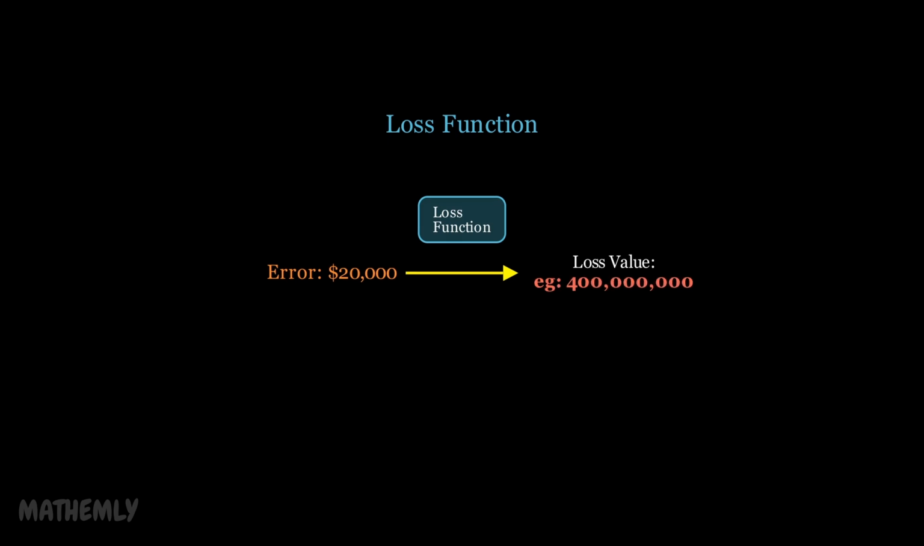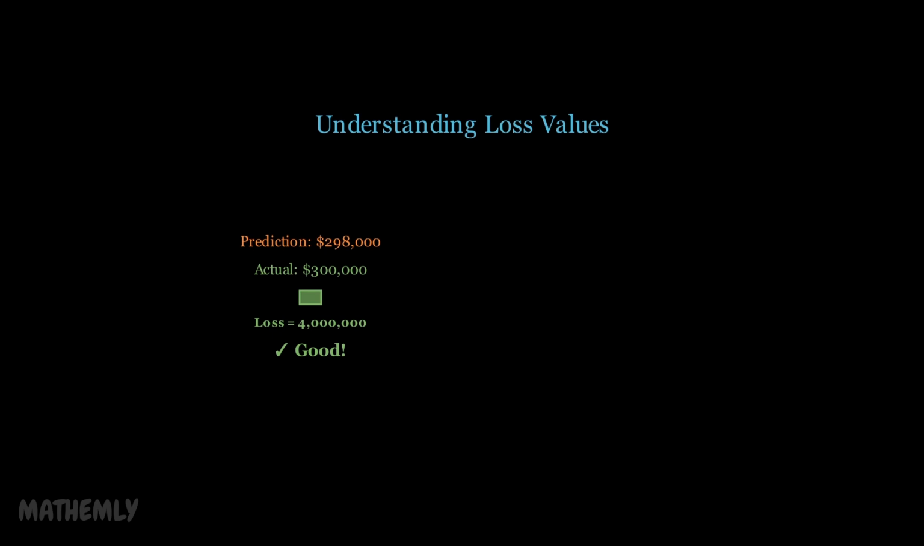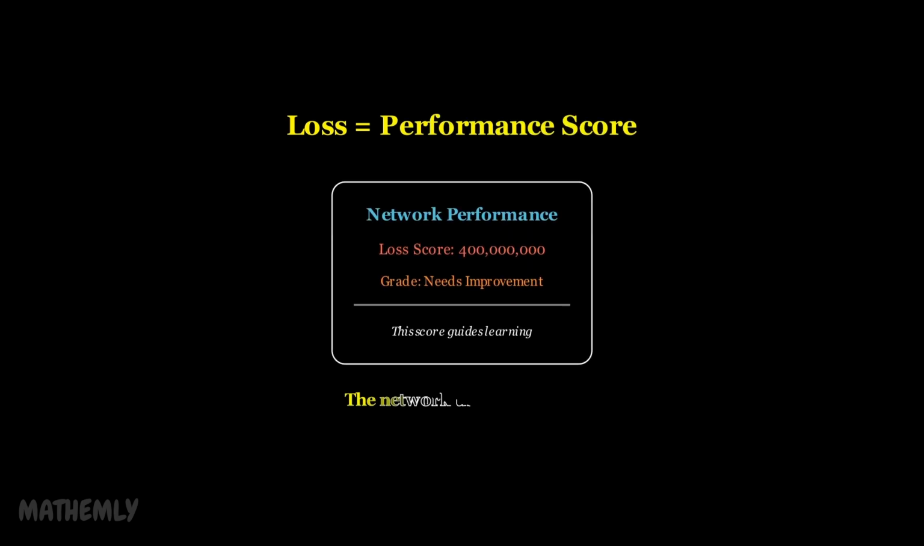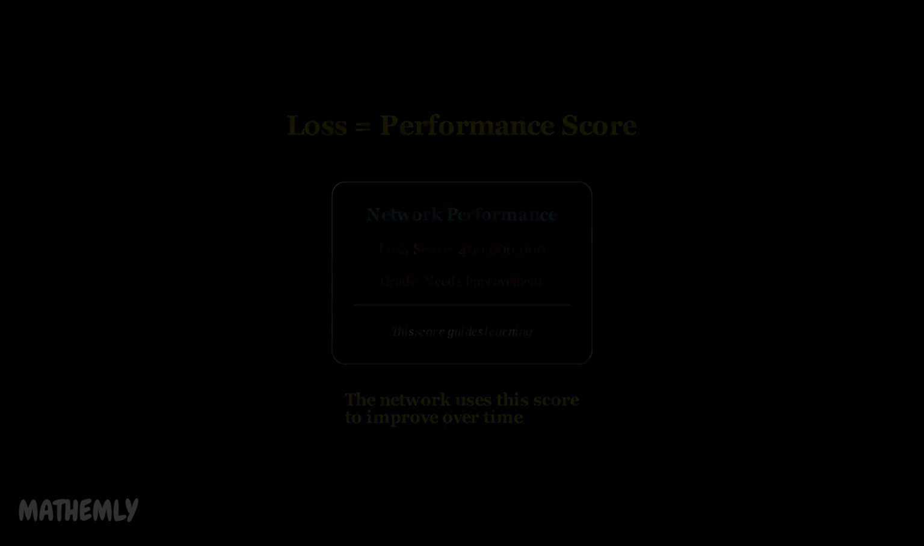If the network predicts accurately, the loss will be small. If it is far off, the loss will be large. So, in simple terms, a small loss equals a good prediction and a large loss equals a poor prediction. You can think of it like giving the network a performance score after every guess. This score is what the network uses later during training to learn and make better predictions over time.